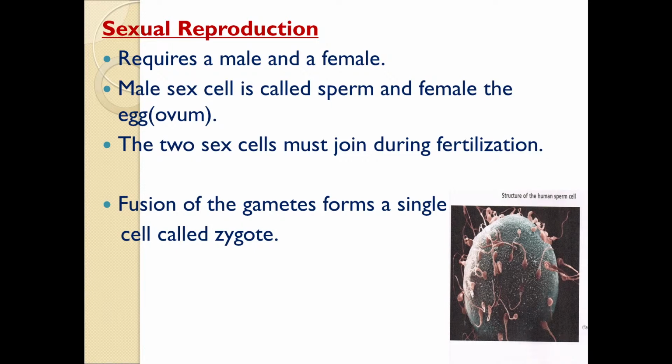As for sexual reproduction now, as for this one, they are saying that normally it requires two parents, and one of which must be a male, and the male, of course, will actually be the one that will provide the sperm, and the other, of course, which must be the female, which will provide the egg. So the male sex cell is called the sperm, while the female sex cell is called the egg, otherwise known as the ovum. So normally the two sex cells must join during a process that is known as fertilization.